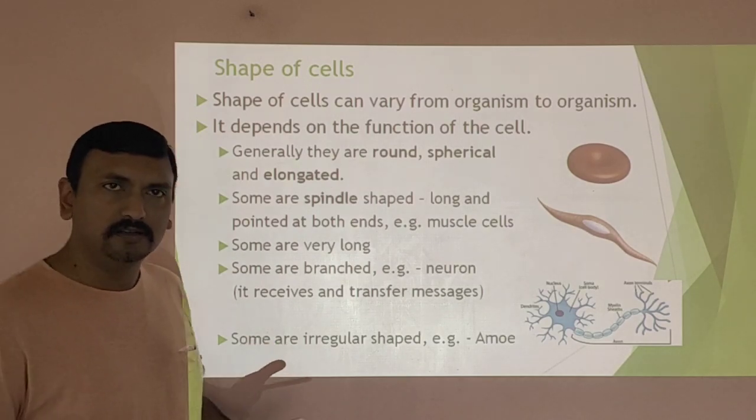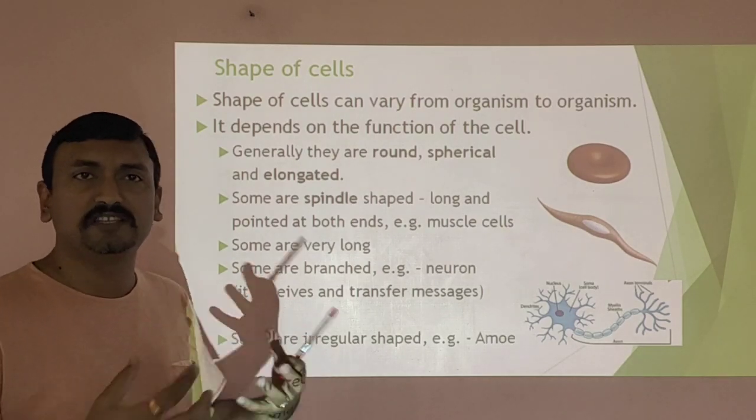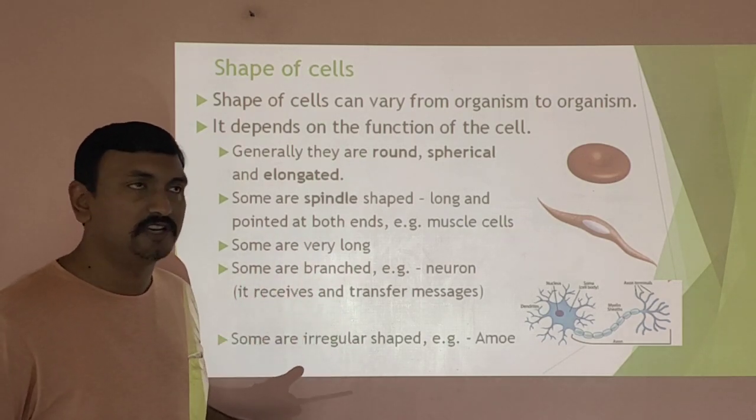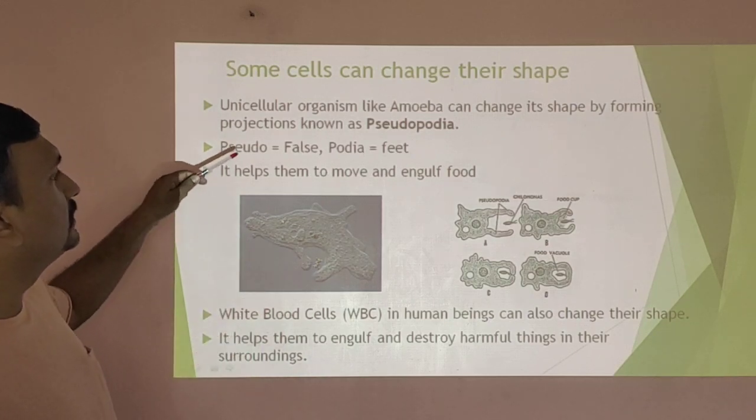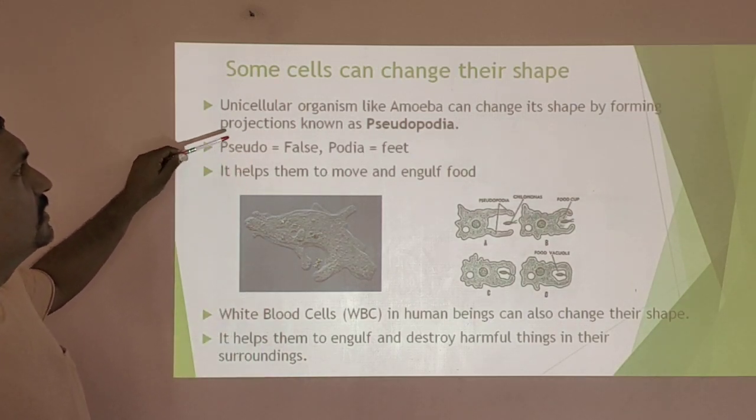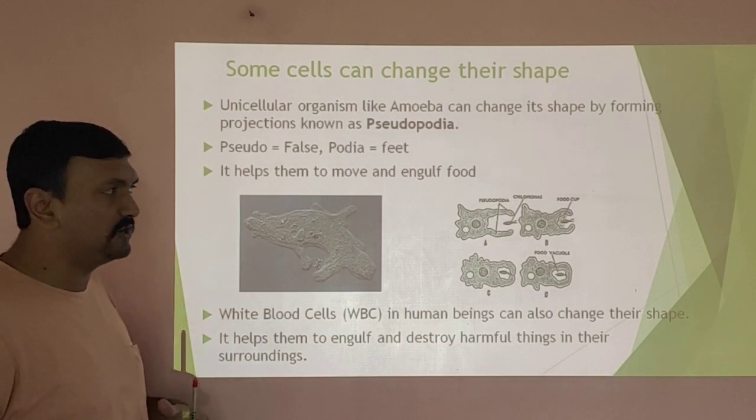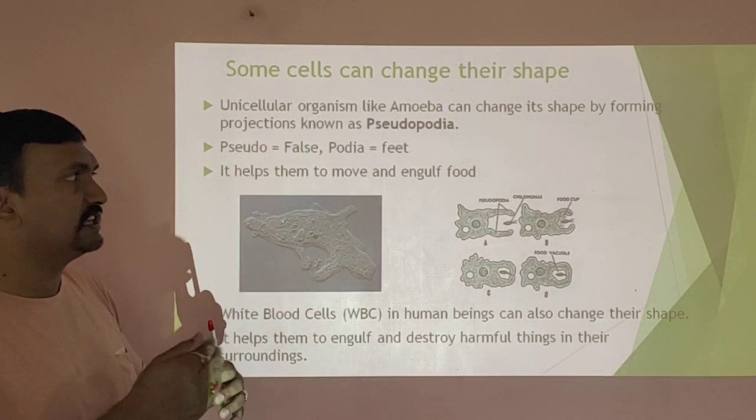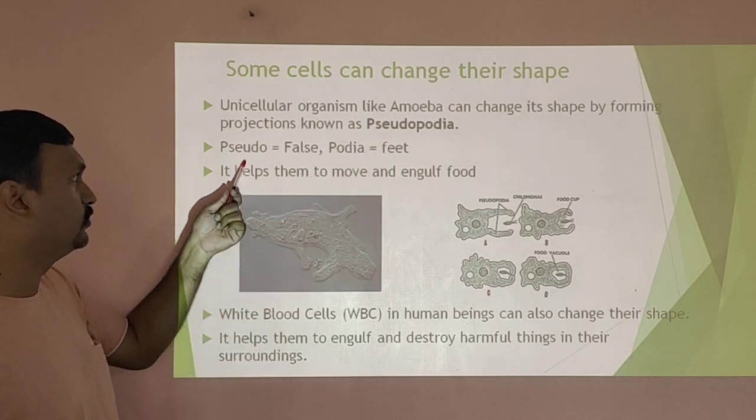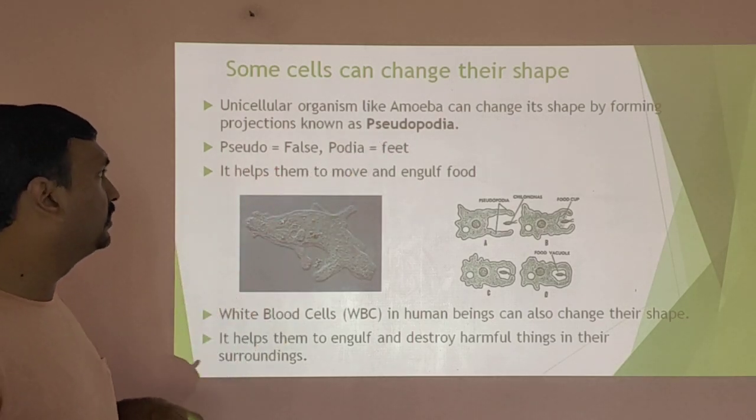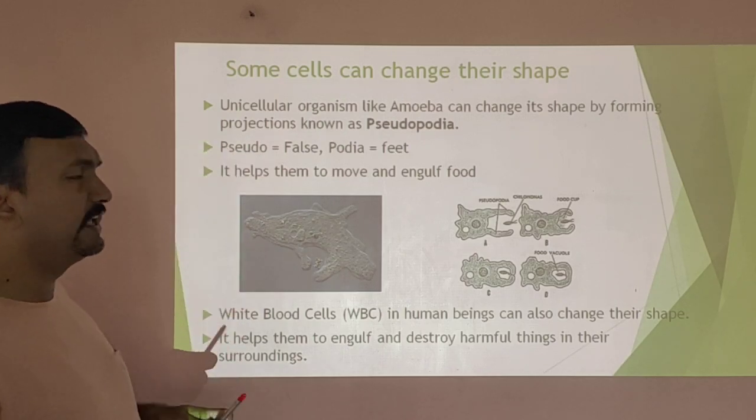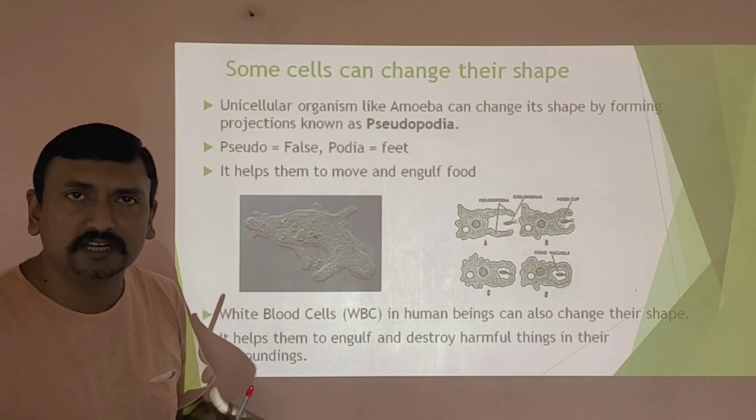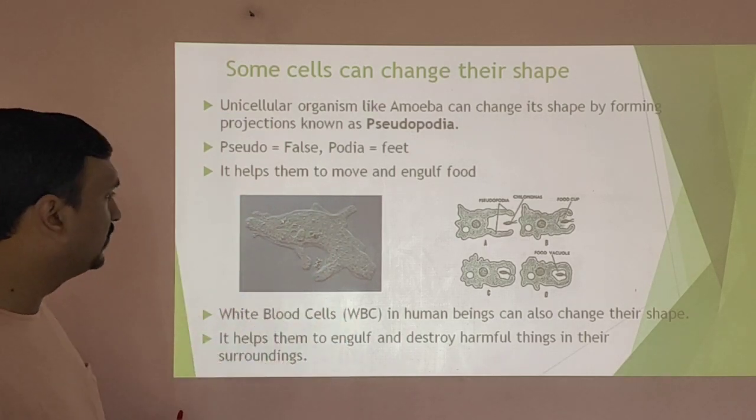Like, for example, amoeba. It has an irregular shape. It does not have any specific shape, and above that, it can even change its shape as per requirement. Like I was telling just now, the amoeba can change its shape. They form certain projections from their cell surfaces, which are called pseudopodia. Pseudo means false and podia means feet. The pseudopodia help them to move and to engulf food in their surroundings, in their vicinity.